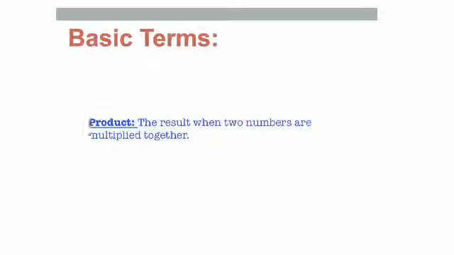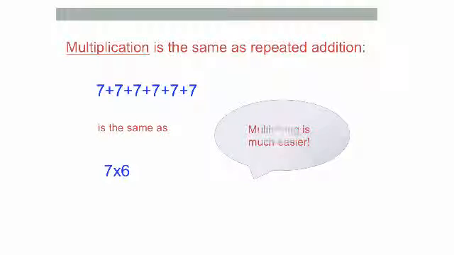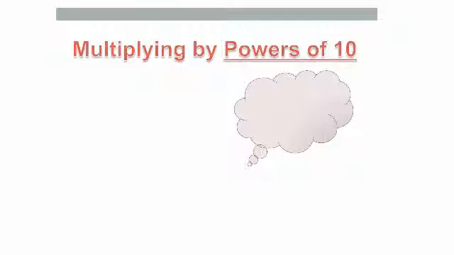Now we will go through some basic terms that are essential to this lesson. The first word is product, which is the result when two numbers are multiplied together. For example, 5 times 3 has a product of 15, and it is the final answer. If you have trouble understanding multiplication, try thinking of it as repeated addition. For instance, adding 7 6 times is the same as saying 7 times 6, but multiplying is much easier and much faster.